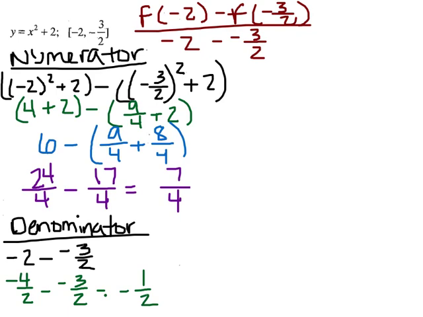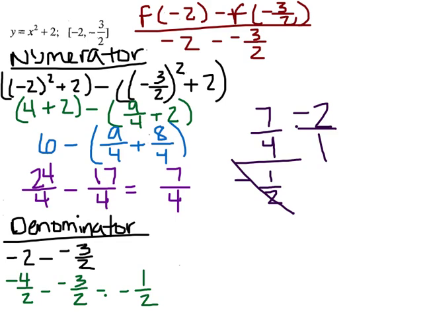We'll go ahead and put those together. That's 7 over 4 divided by negative 1 over 2. Remember, dividing by a fraction is the same as multiplying by the reciprocal. So we end up with negative 14 over 4, which is negative 7 over 2.